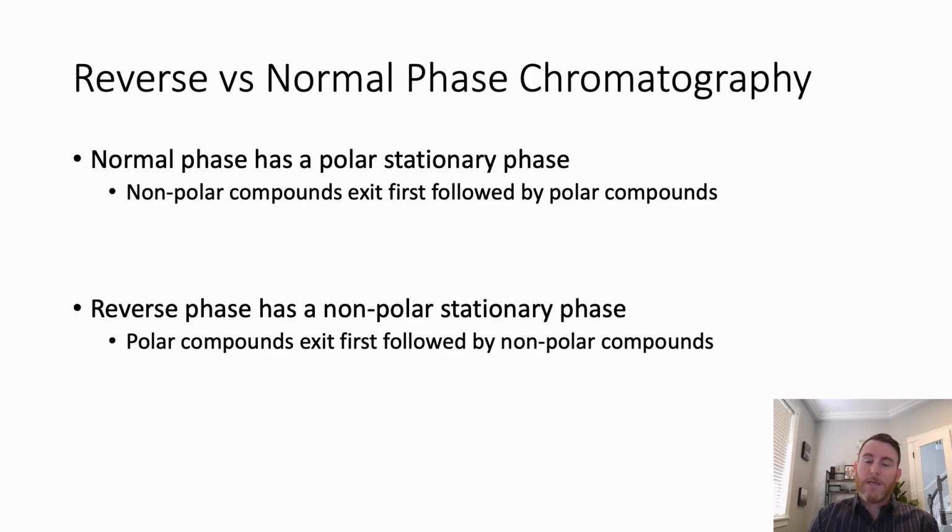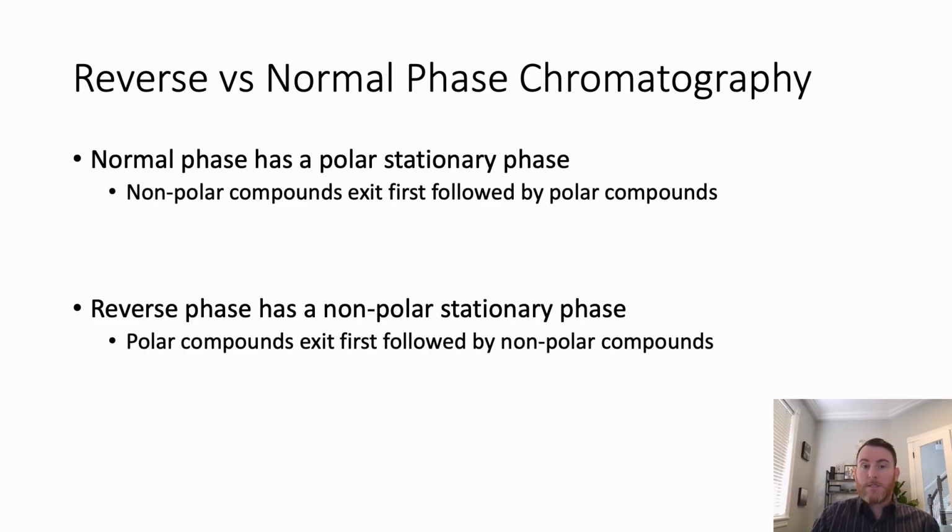One thing I want to call out is the differences between reverse and normal phase chromatography. Normal phase, effectively, the stationary phase that's inside the column is considered polar in the grand scheme of chemistry, and that usually represents non-polar compounds exiting the column first, followed by polar compounds. And that makes sense intuitively. Polar likes polar, and so if your stationary phase is polar, the compounds of interest that are the most polar are going to stay on the column the longest, and so they will exit last.